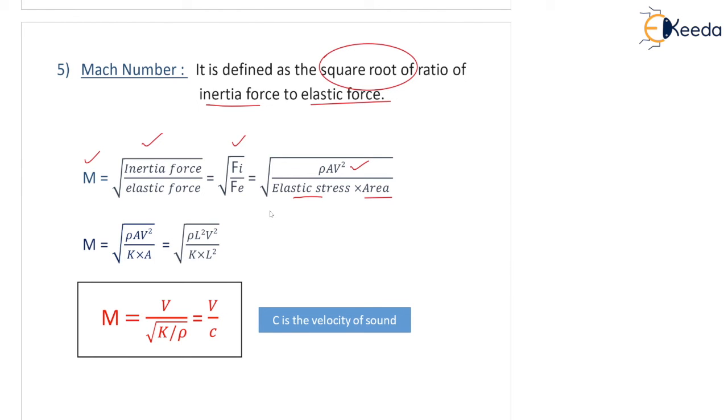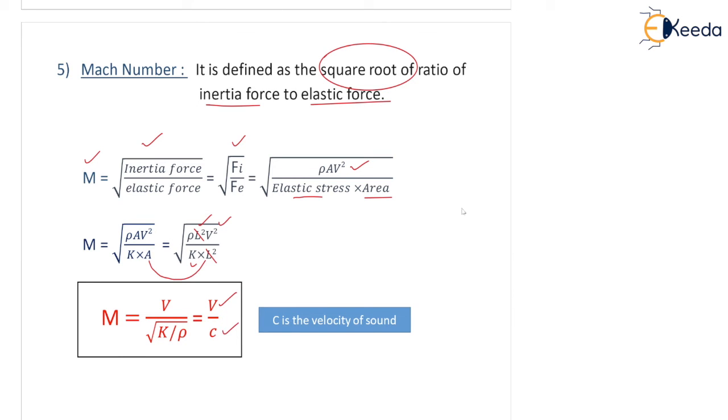In this case, Mach number is rho A V square. What is elastic stress? Elastic stress is K here and area is A. So A gets cancelled. Rho area is L square and then V square, K is as it is, and area is again L square, so L square cancels. So M is equal to V by root under of K by rho. Correct? V is the velocity of the object and root of K by rho is also written as C.